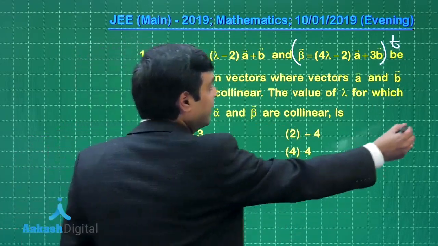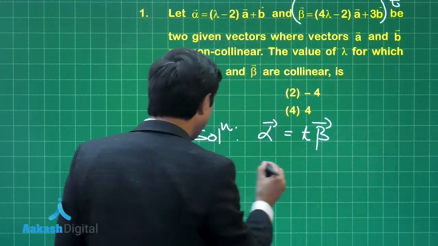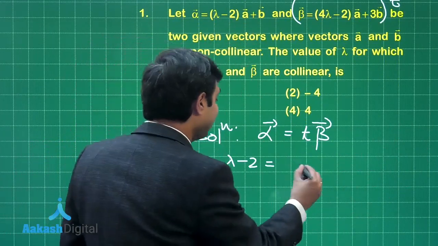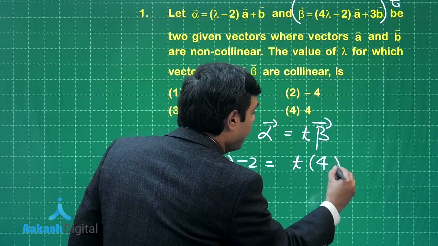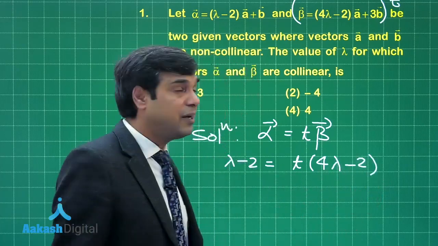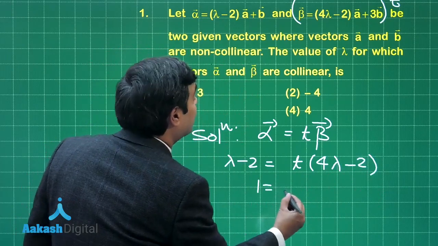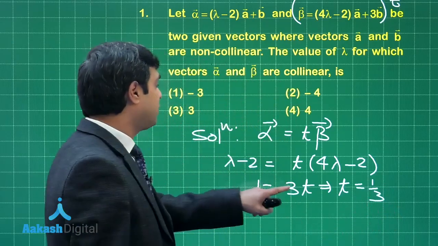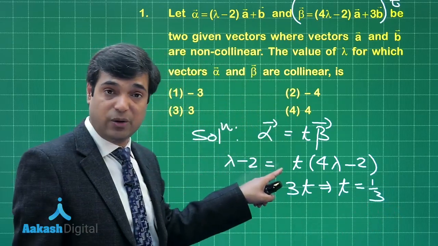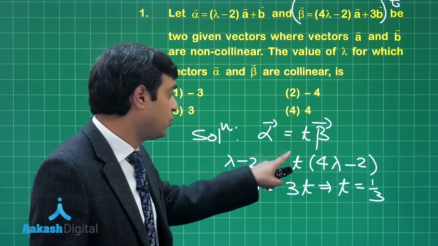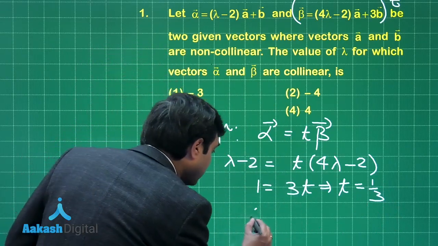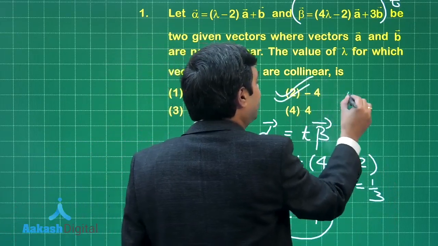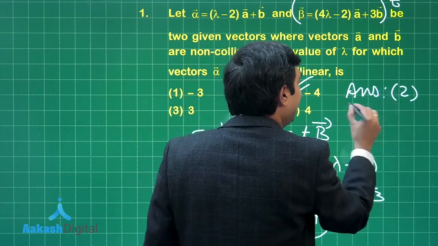Comparing the coefficients, you can clearly write here lambda minus 2 is equal to, from the coefficient of a vector, t times 4 lambda minus 2, right. From b vector you have 1 is equal to 3t, giving you the value of t as 1 by 3. Substitute this value of t as 1 by 3 in the first equation. You can see lambda minus 2 is equal to 1 by 3 times 4 lambda minus 2, giving you lambda as minus 4. So the correct answer for this question is option number 2. Let's mark and write it down.